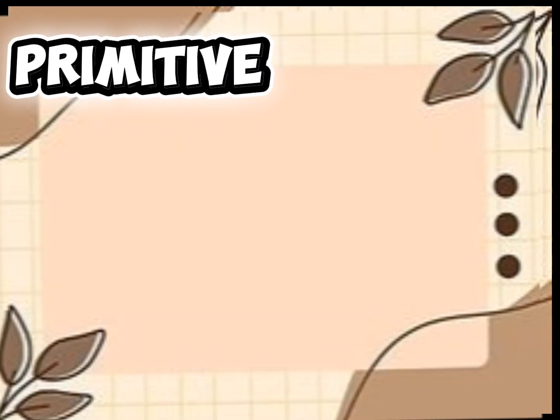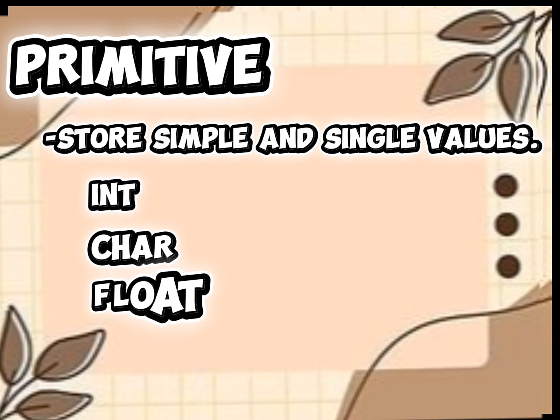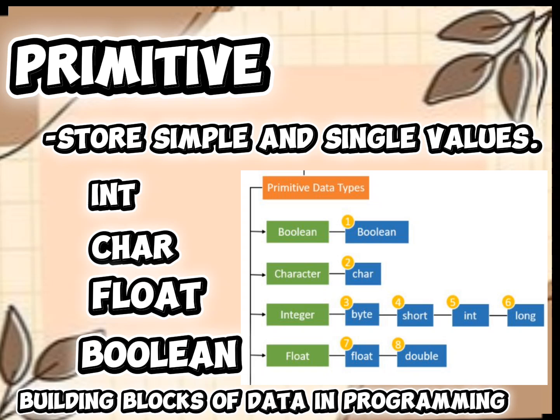Primitive data structures store simple and single values. Examples include int, char, float, and boolean. These are the basic building blocks of data in programming.